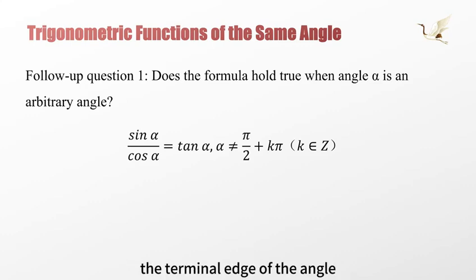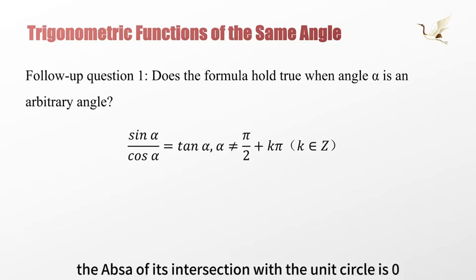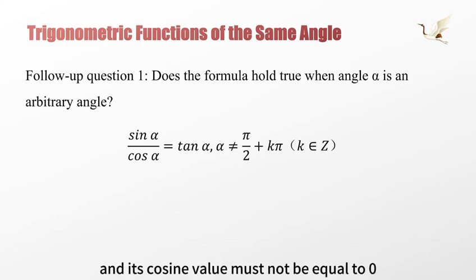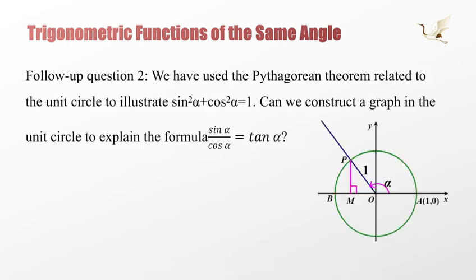The terminal edge of the angle alpha coincides with the y-axis. The abscissa of its intersection with the unit circle is 0, the cosine value is 0, and the tangent value does not exist. The three are equivalent. If the tangent value exists, the terminal edge of the angle alpha will not coincide with the y-axis, and its cosine value must not be equal to 0.